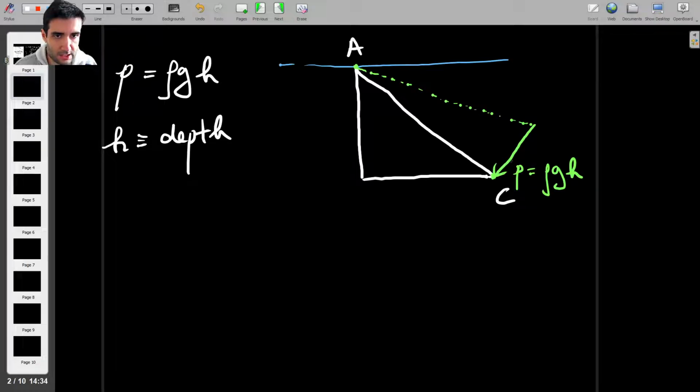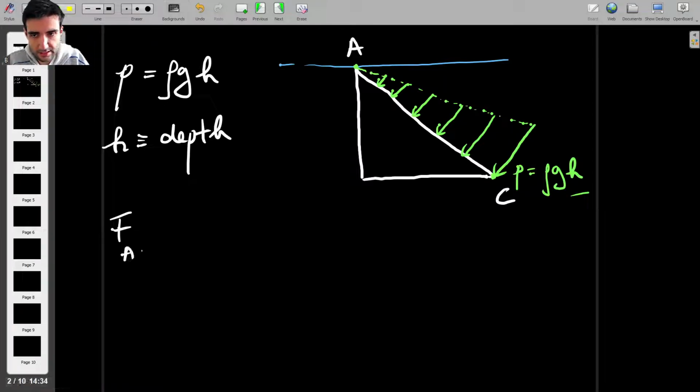It's rho g h here, and then it's linearly decreasing all the way to the top, where it starts at 0 at A, and it linearly increases to rho g h at point C. The force acting on this AC surface, you can do this in a few ways, but I'll do it in the quickest way. You can either integrate, which is the mathematically rigorous way of doing it.